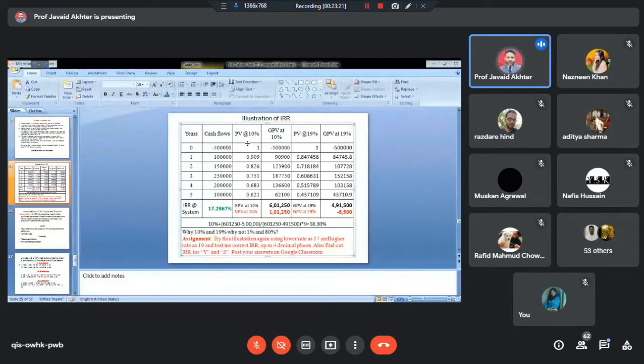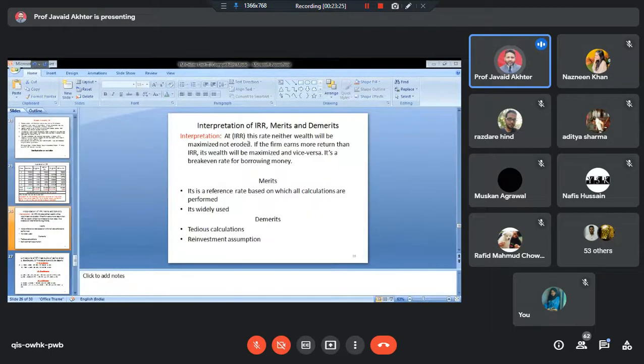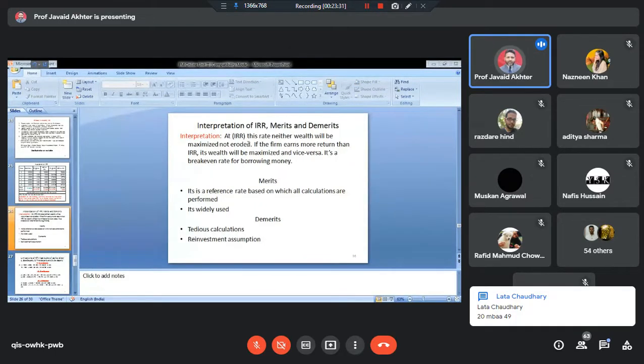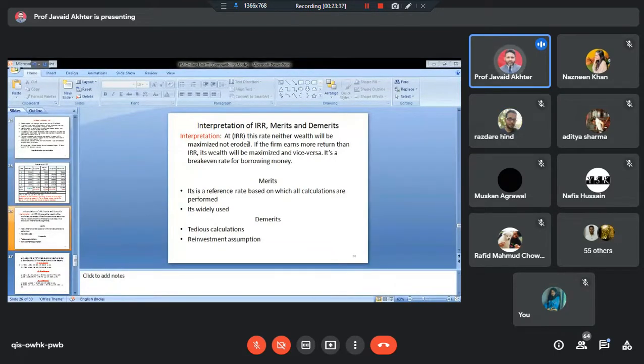Before I move on to merits and demerits, if you still have any question, ask me, otherwise I'll explain the merits. Now, the interpretation of IRR: at this rate, neither wealth will be maximized nor eroded. If the firm earns more return than this, wealth will be maximized, and if the firm earns less than this, its funds will be eroded.